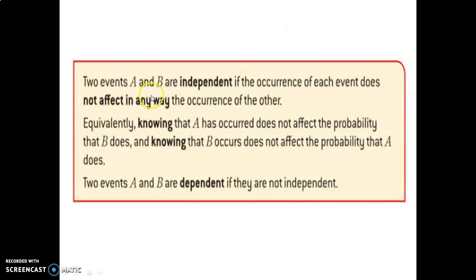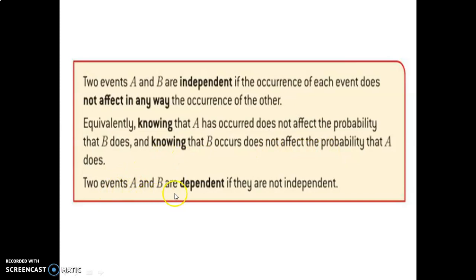So two events A and B are independent if the occurrence of each event does not affect in any way the occurrence of the other. So again, one thing occurs, it does not change the probabilities of the second thing occurring. Those are independent events. So it says equivalently, knowing that A has occurred does not affect the probability that B does, and knowing that B occurs does not affect the probability that A does.